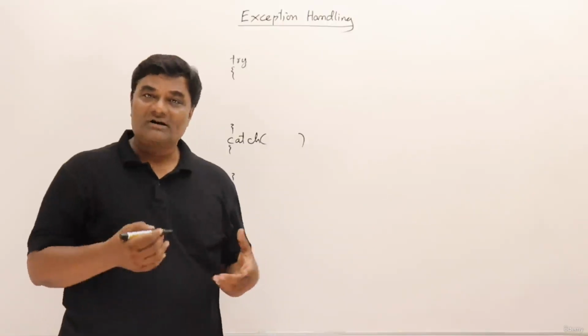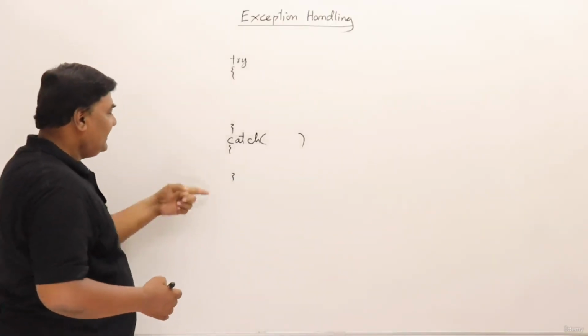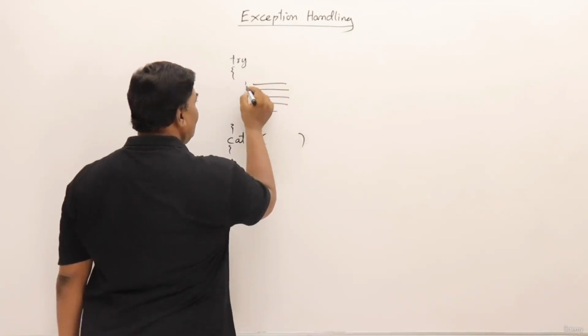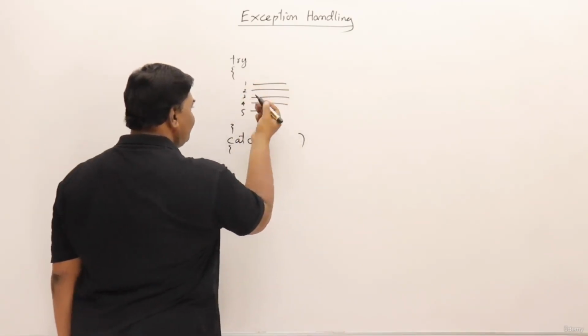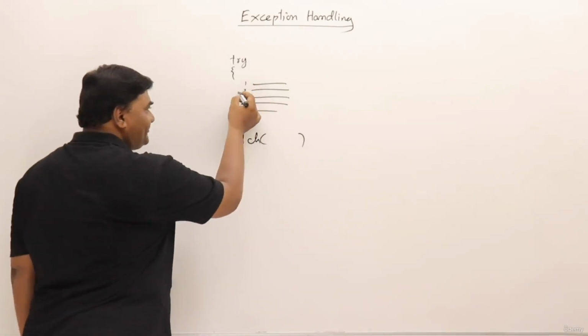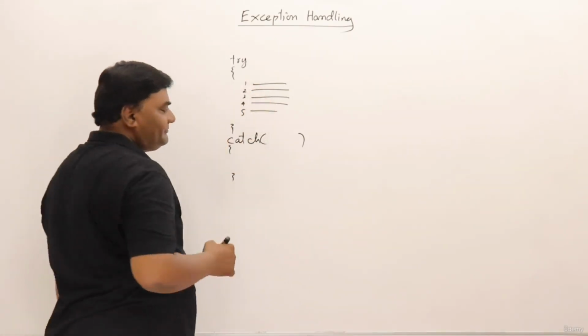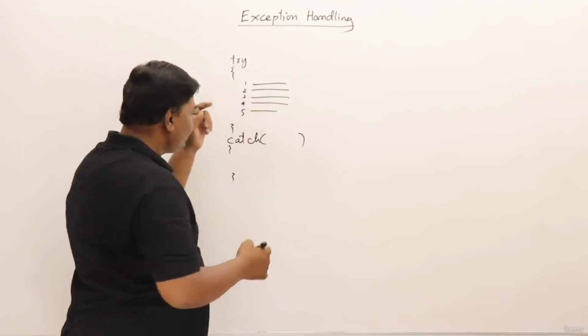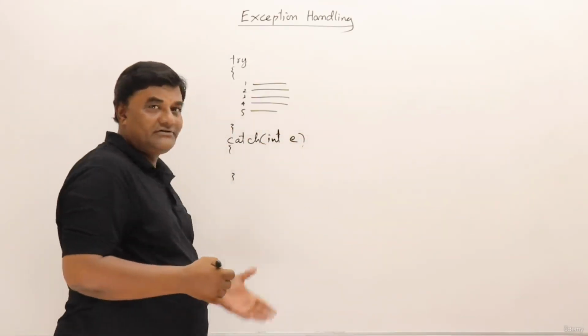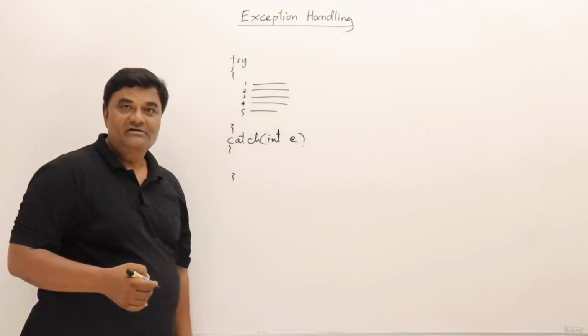Now let us talk more about try and catch. See, I have a construct here. Suppose I have some statements, 1, 2, 3, 4, 5. Some statements are there in the try block. And if there is an exception in any line, it will come to this catch block. Suppose that type of exception is integer, E. So I can give a proper message here.